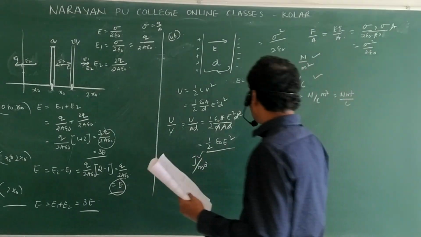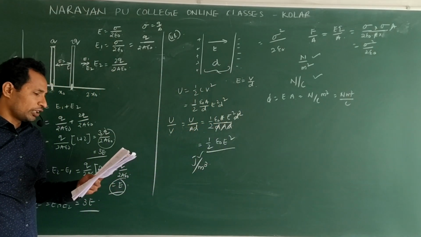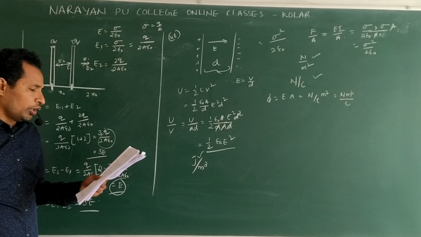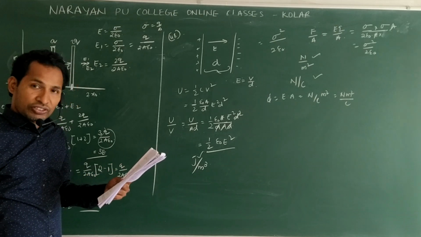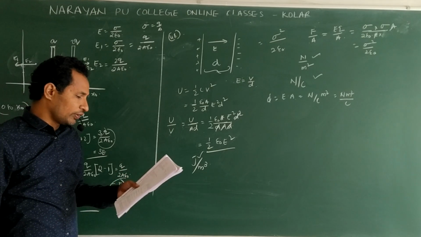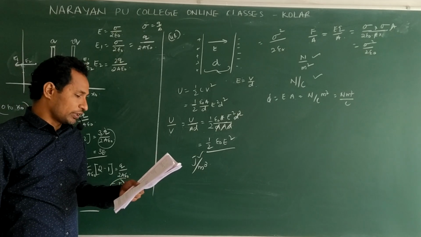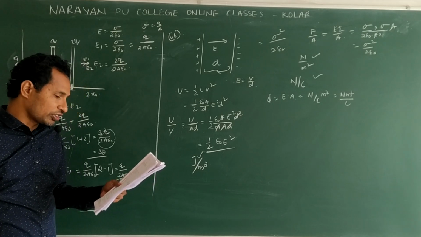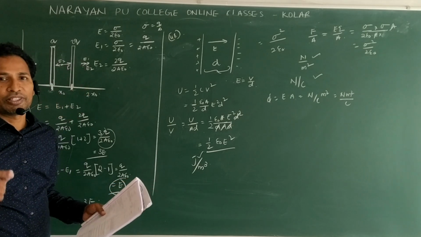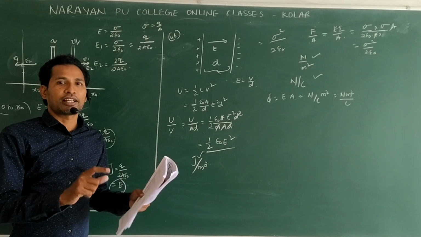Now come to 49. 512 spherical water droplets, each of radius r and each carrying a charge q, coalesce, meaning combine, to form a single spherical drop. If the electrical potential of each droplet is small v, and capital V is that of the bigger drop. So all small droplets are combining, forming a bigger drop, and they are asking the bigger drop potential.